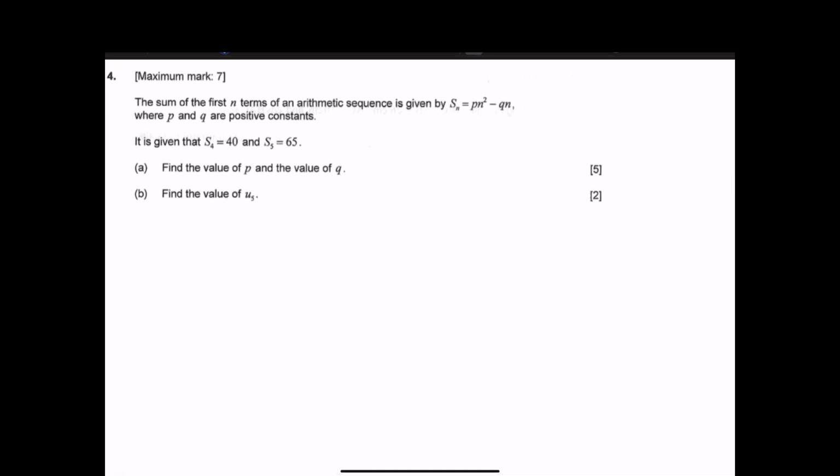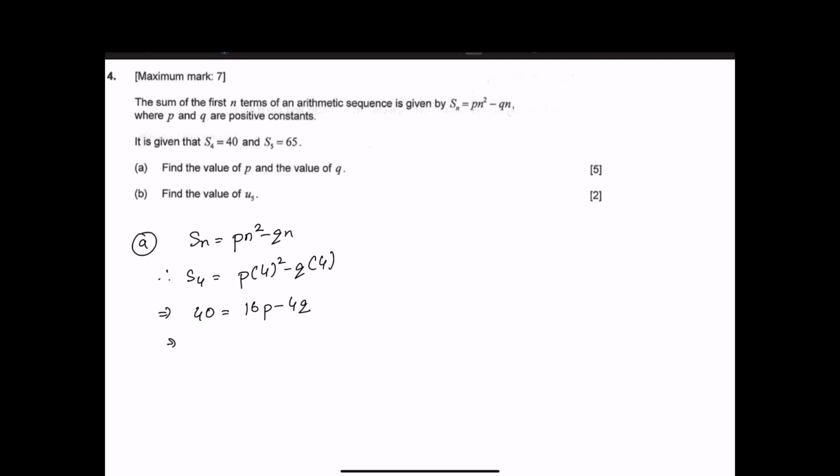The sum of n terms of an arithmetic sequence is given by Sn equals Pn square minus Qn, where P and Q are positive constants. Given that S4 is 40, S5 is 65, we have to find the values of P and Q. So Sn is given as Pn square minus Qn. So S4 means we'll replace n with 4. So P of 4 square minus Q of 4. So S4 is 40. 40 would be 16p minus 4q.